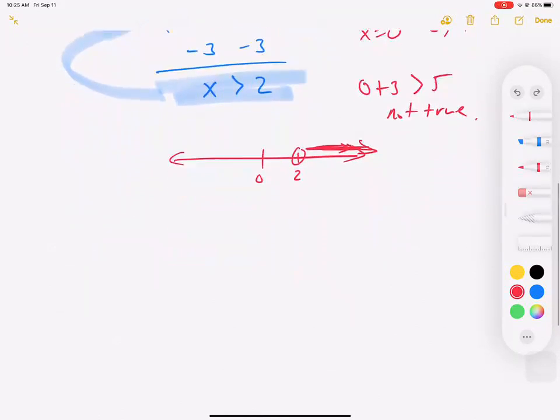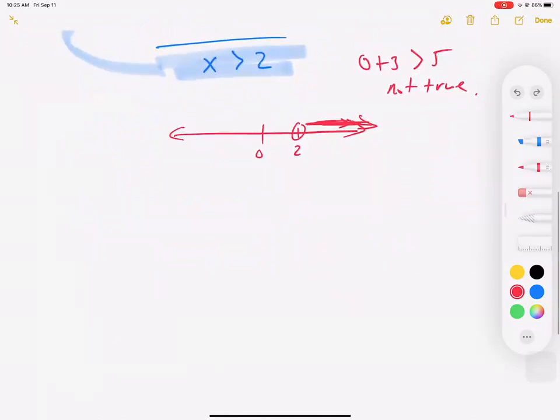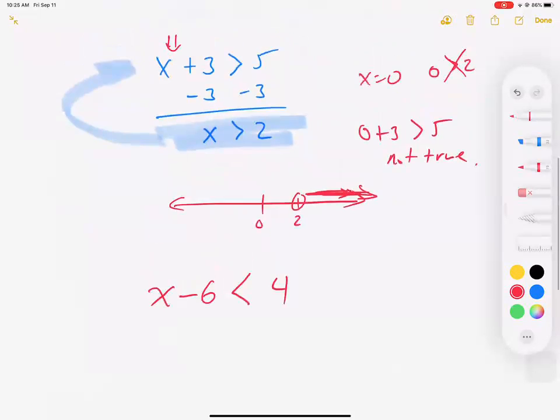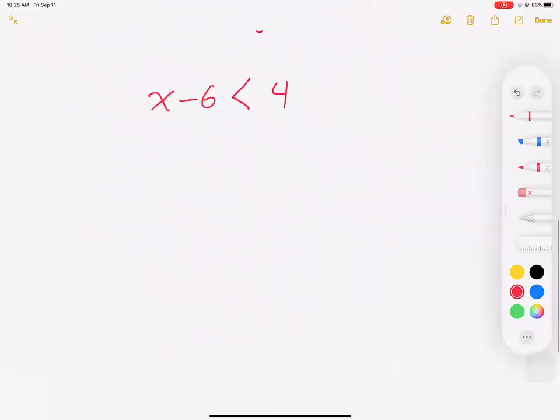So let's try another one. What if I say subtraction? If I say x minus 6 is less than 4, what's the opposite of minus 6? The opposite operation of minus 6 is plus 6 to both sides. x is less than 10.